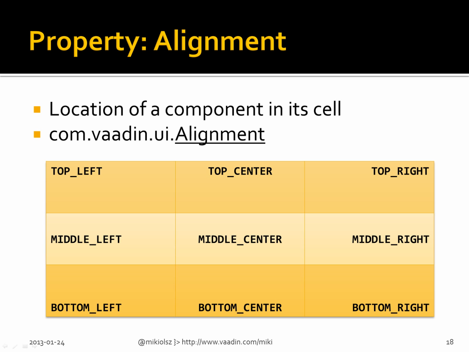Third property is alignment. So as I said, each component is rendered in a cell, and alignment specifies what is a location of a component in its cell. There are 9 values which are presented in this nice table that also shows what they mean.